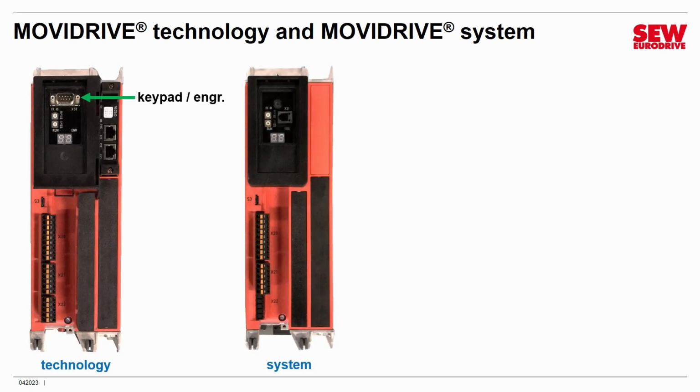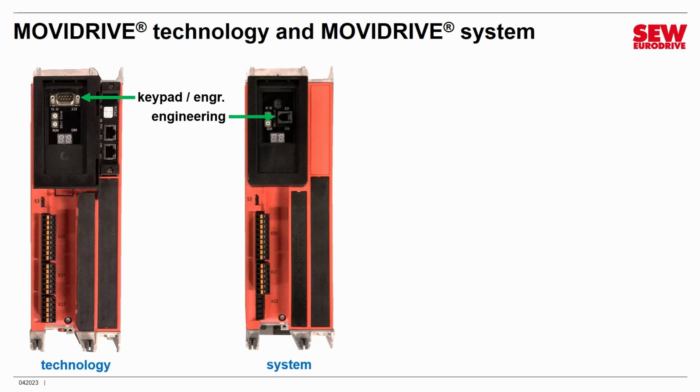On a MOVI Drive Technology, there is a 9-pin D-shaped connector. You can either plug a keypad into that, or you can connect an engineering cable that goes to a PC. And this is how you could engineer the device if you want to set it up using our MOVI Suite software. On the MOVI Drive System, you cannot connect a keypad. They don't accept the keypads.